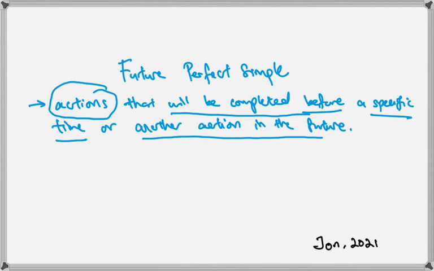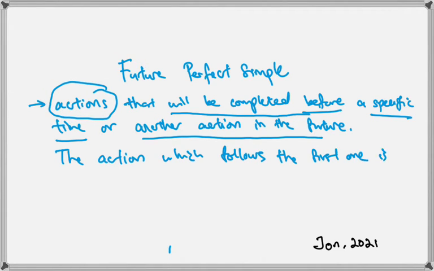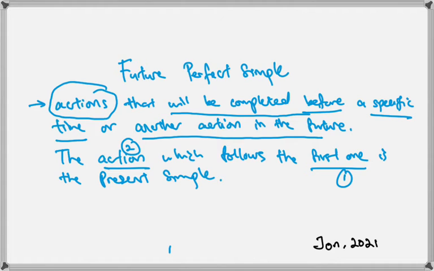Okay, ingat kedudukan dia lah. Untuk perbuatan yang akan selesai sebelum satu spesifik masa atau sebelum satu perbuatan in the future. So the action which follows the first one is the present simple. Apa maksud ayat ni? Perbuatan yang berikutnya, so this one is action number one and this one is action number two. So action number two kamu kena guna present simple. Action number one kamu kena guna the future perfect simple.